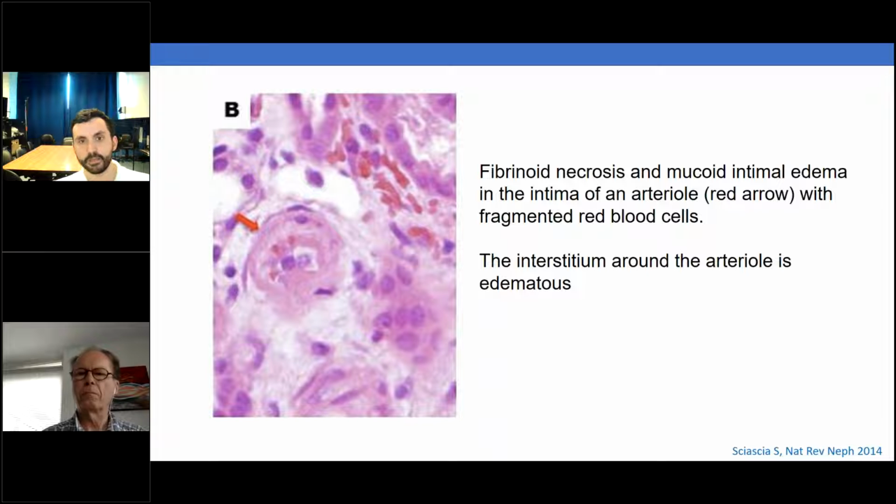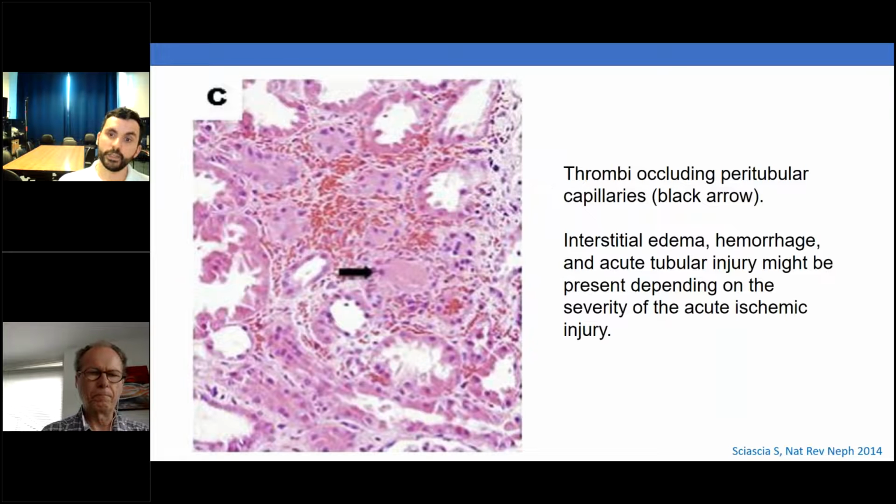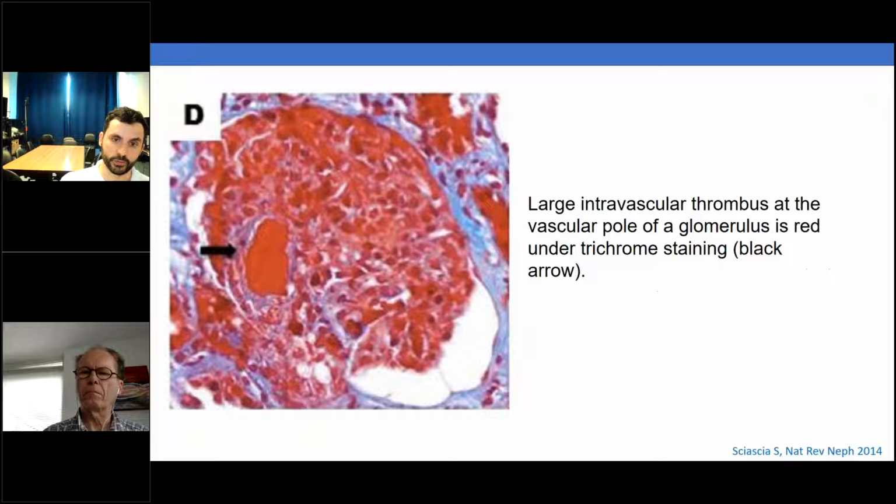This is another example in which we have fibrinoid necrosis and mucinoid intimal edema at the level of the intima of the arteriole, again the red arrow there, and the interstitium is edematous. But in another picture you can find a thrombi occluding peritubular capillaries with interstitial edema and hemorrhage. Acute tubular injury might also be present, especially in the context of acute ischemic injury.